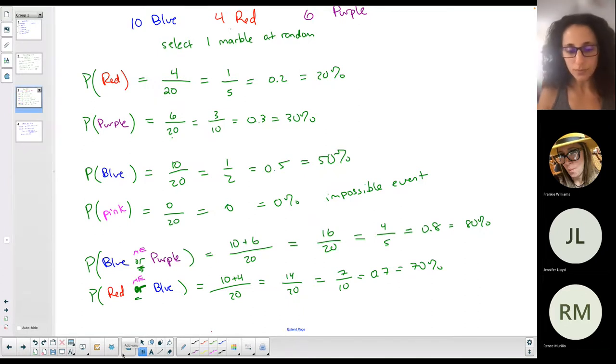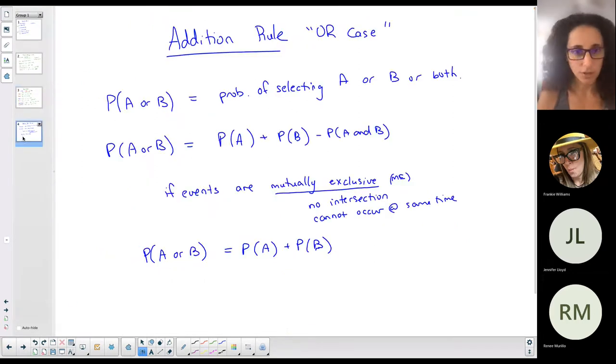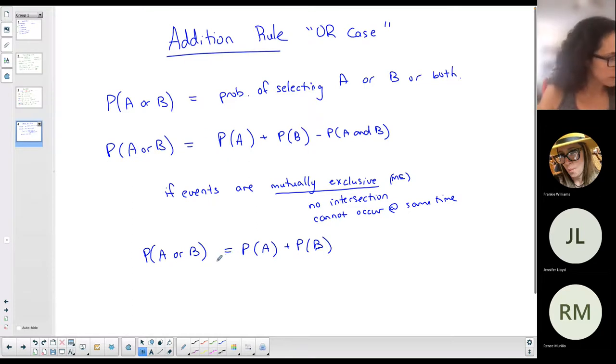So now, when you hear the OR case, automatically you're going, all right, the addition rule, I'm going to add, but I have to consider whether the events are mutually exclusive or not, because I'm either going to subtract something or not. Let me know if that makes sense.